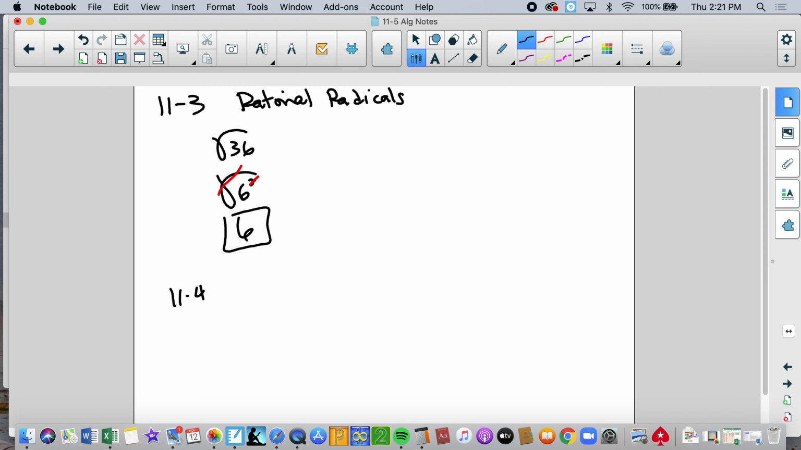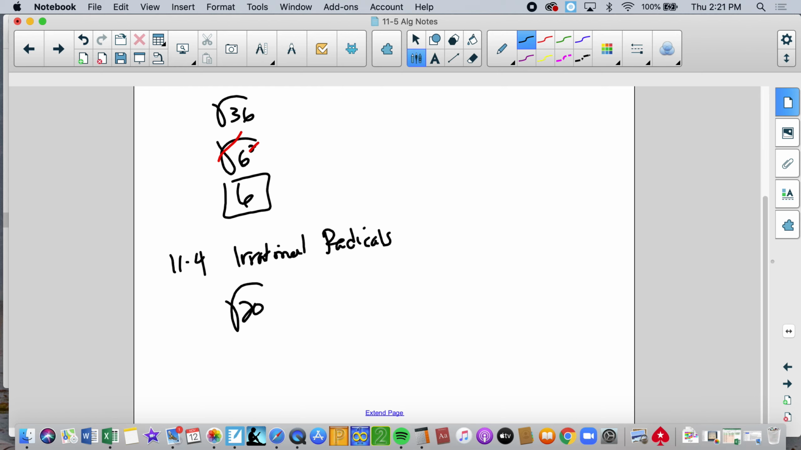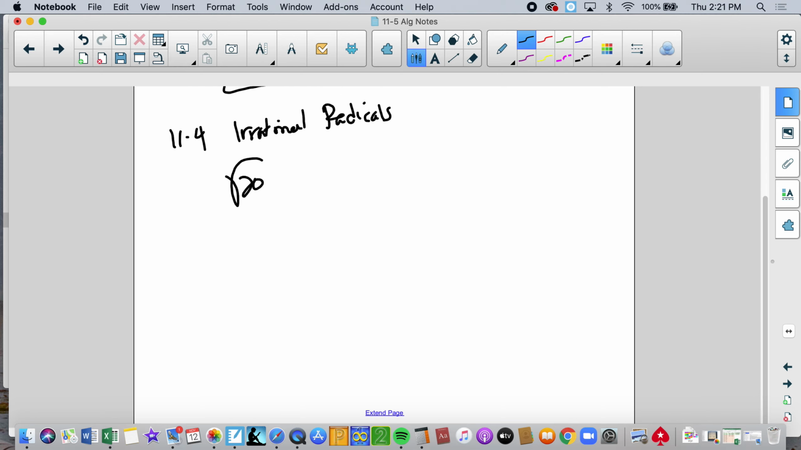Then we were introduced to irrational radicals, and that was something like the square root of 20, where we looked for rational radicals in the irrational. So we broke that into rad 4, rad 5. We found that perfect square, or that rational radical in it, and it became 2 rad 5.